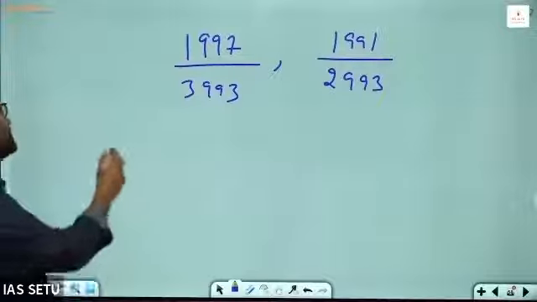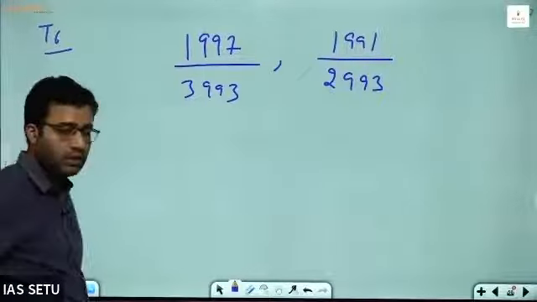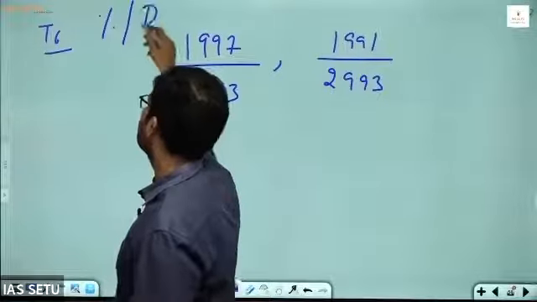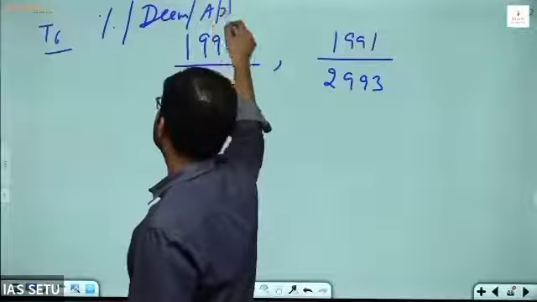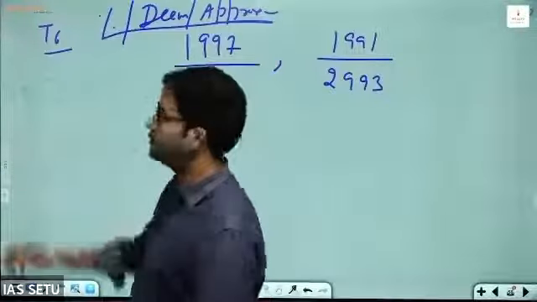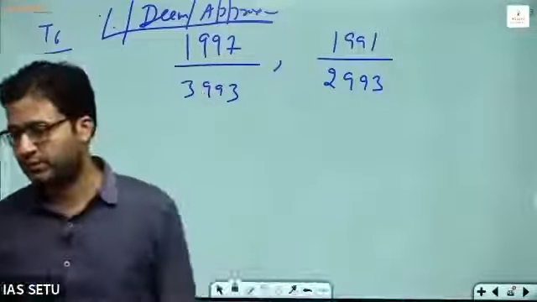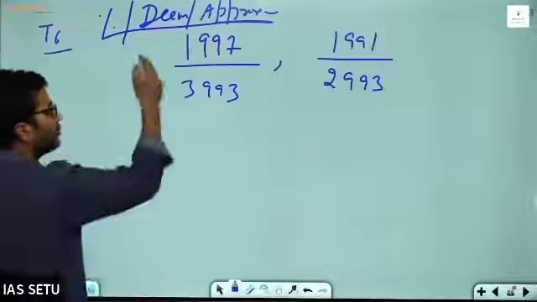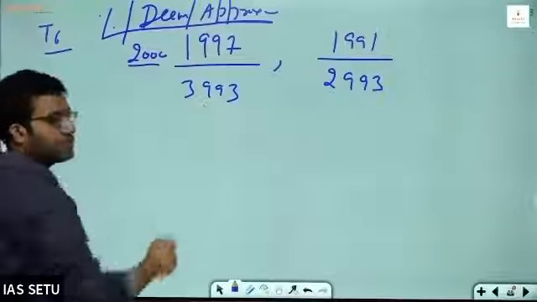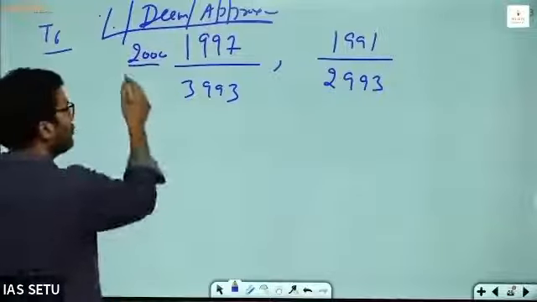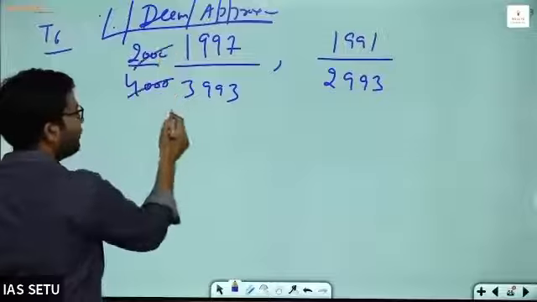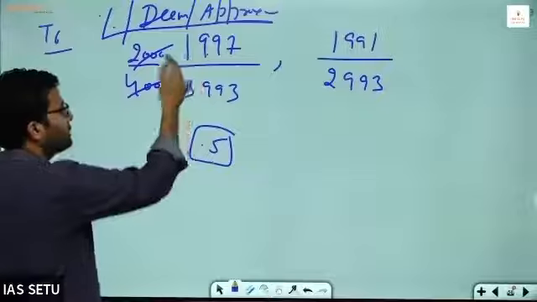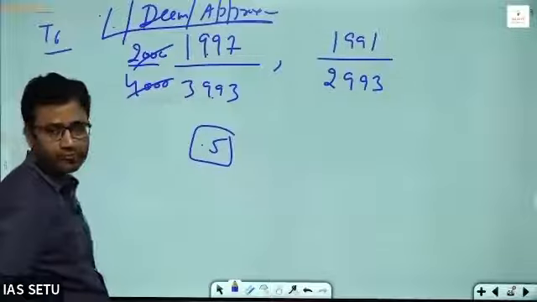So here, type 6. Type 6 is where we use percentage, or you can use decimal or approximation. This question requires 5 seconds only actually. This 1997, approximately can I take it as 2000? This is 3993, approximately it is 4000. So can I say it is half? Decimal half, 0.5 or 50%. This is nearly 2000, this is nearly 4000, this is half.